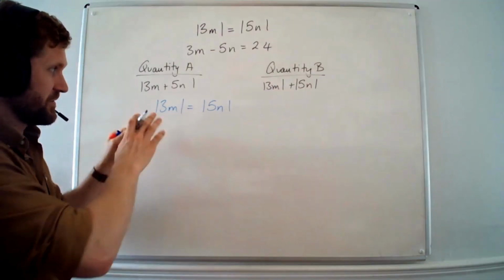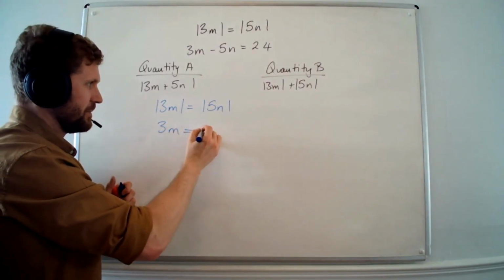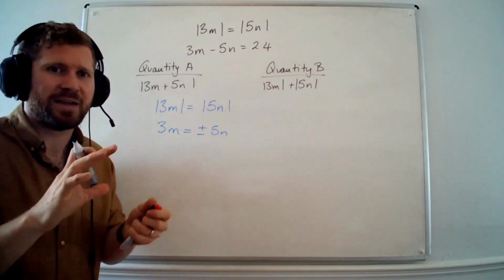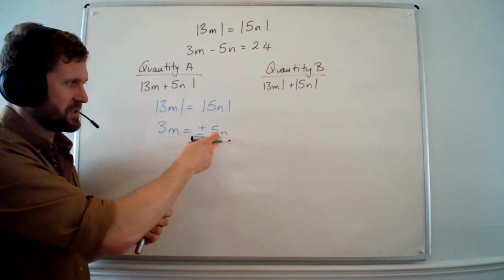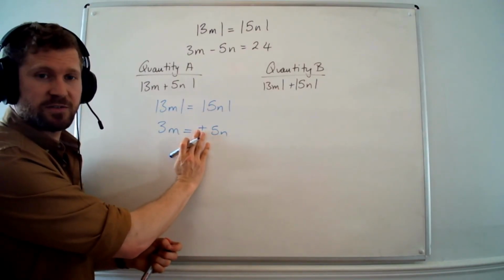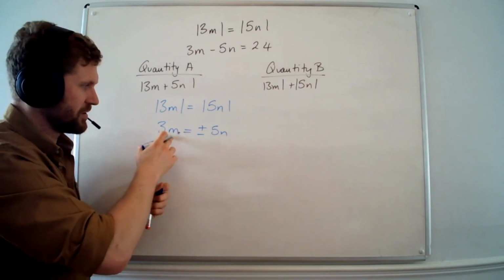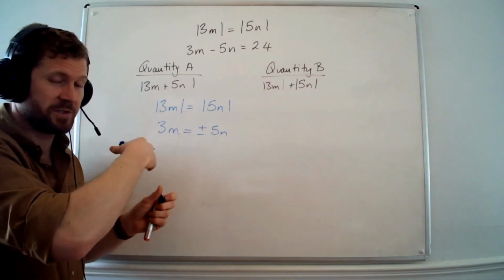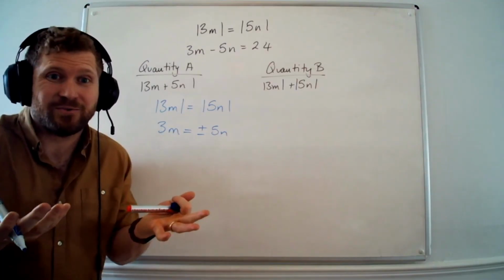Now at this stage, if I'm just using this one, I don't know anything more than 3m is equal to plus or minus 5n, and that covers every eventuality. If both 3m and 5n are positive, then great, positive. If both of them are negative, then the negatives would cancel out and 3m would equal positive 5n. If the signs are different, if one of them's positive and one of them's negative, then 3m will equal negative 5n. I just don't know at this point.